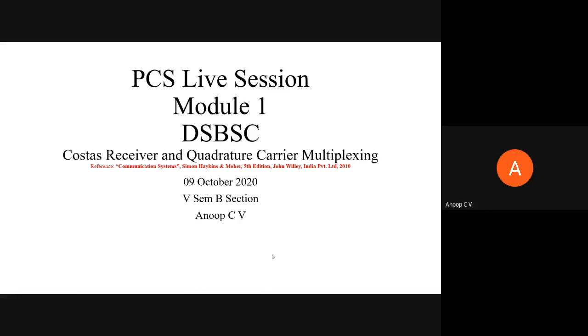Yes, sir. Okay. So in today's session, we'll try and see a practical coherent detector, that is a Costas receiver.